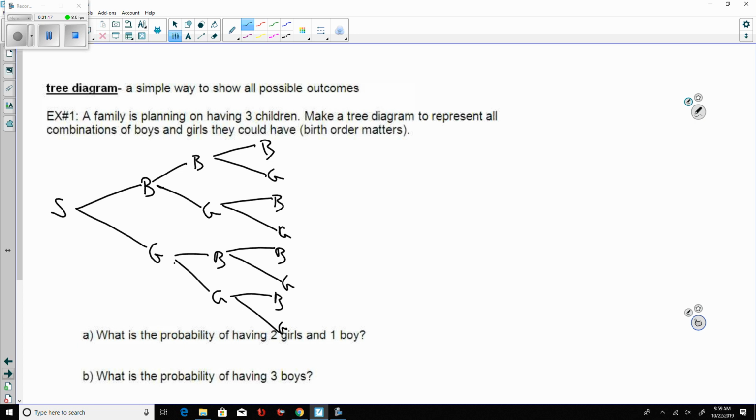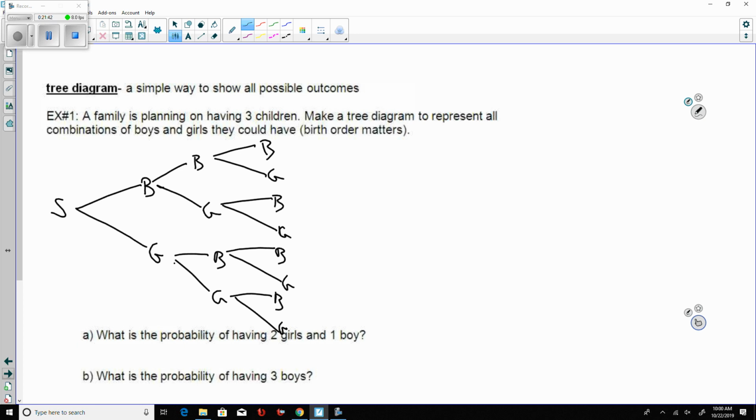A lot of times they give you an option: either make the tree diagram or list the sample space. All right, so the first thing you want to determine is what is the sample space? How many outcomes are there?